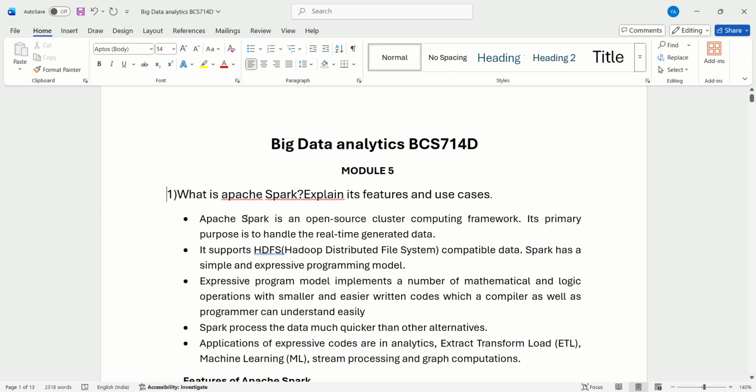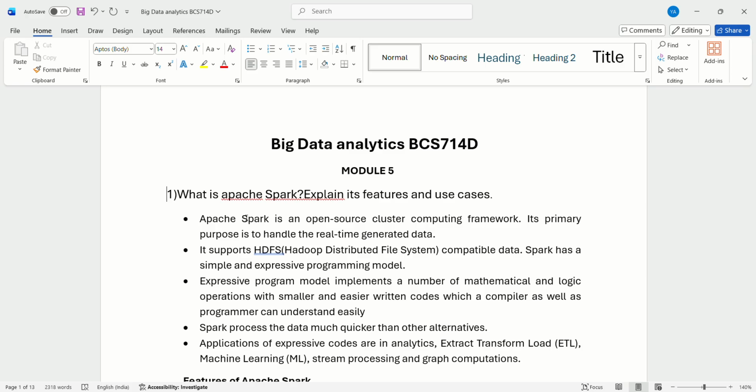So, welcome back. Today, I would like to discuss the most important questions of Module 5. So, let's start with the first question. What is Spark? Explain its features and use cases. This is one of the most important questions and is asked in most of the question papers.